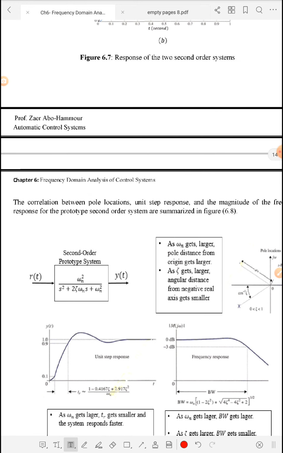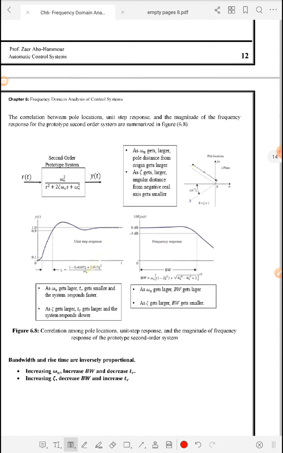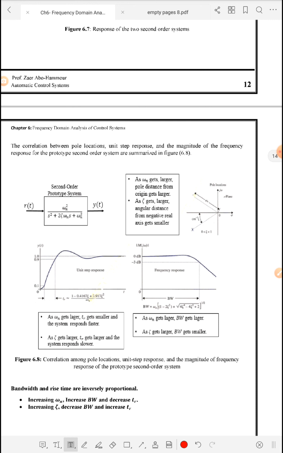And this page also clarifies our previous facts, that we have this closed loop transfer function. This is the input, this is the output, and this is the closed loop transfer function for a second order system. Okay, and here is the frequency response of the second order system, and here is the time response of the underdamped second order system. And this is the formula for bandwidth, and this is the formula for the rise time.